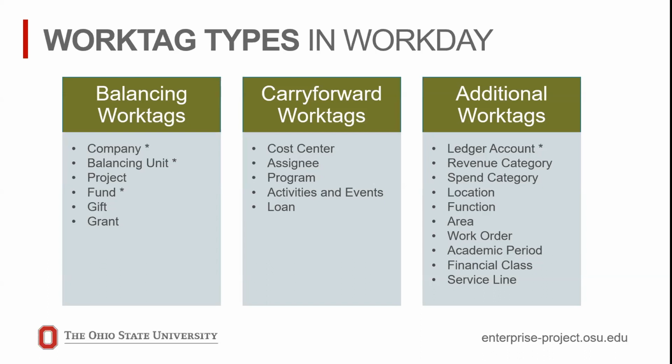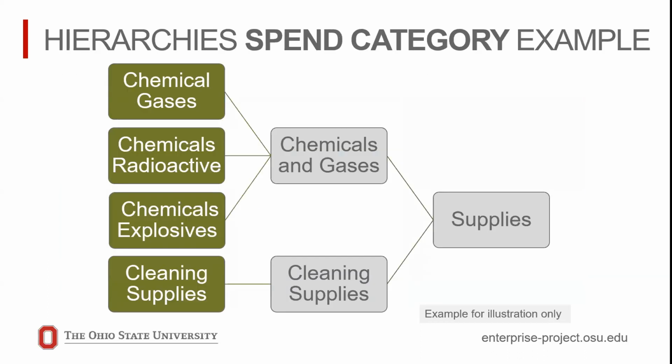Let's look at an example of how spend categories drive the ledger account. In the spend category hierarchy example, we are looking at the supplies ledger account and different spend categories that roll into that account. As I said on the last slide, ledger account is a required work tag, but we do not need to know the account number for supplies to post transactions to supplies. In this example, we show two spend categories: chemical gases and cleaning supplies. And when those transactions post, Workday looks to the spend category hierarchy to know the ledger supply account.